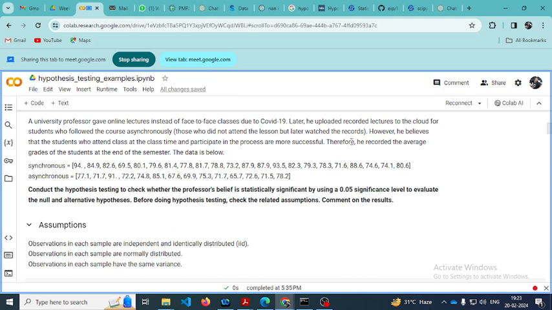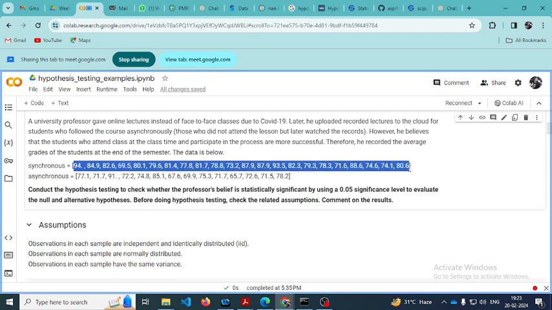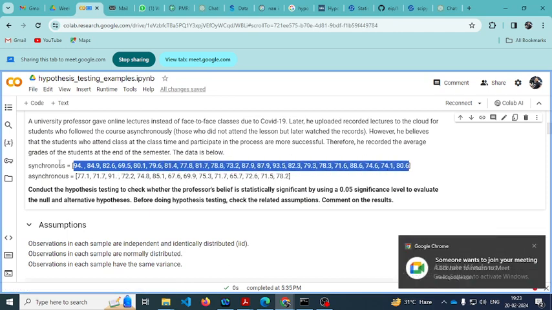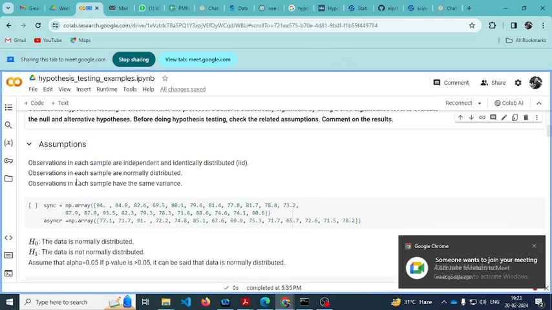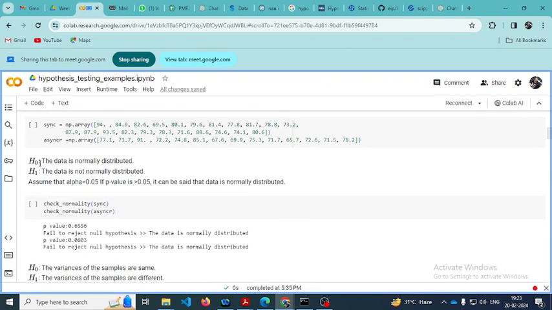At the end of the semester, they will get some grades. These are their grade values. So we have two groups. Then coming to here, this is the assumption, the hypothesis.